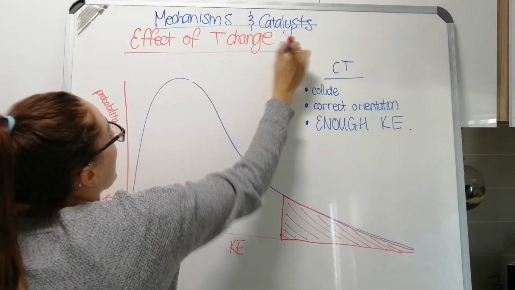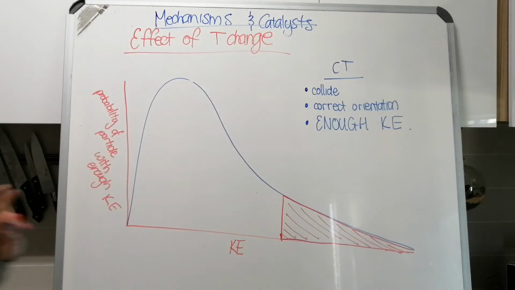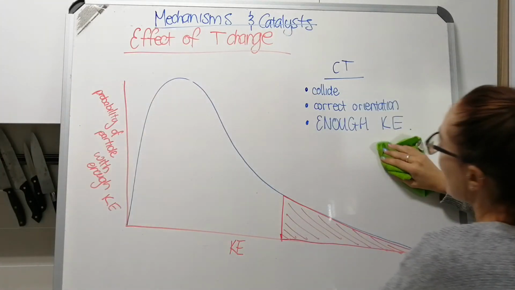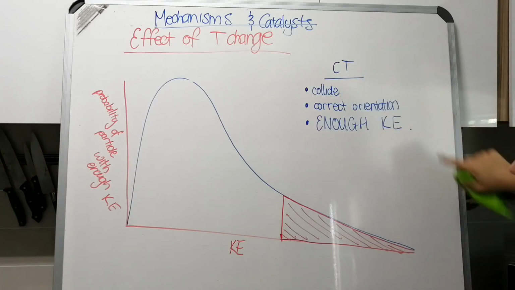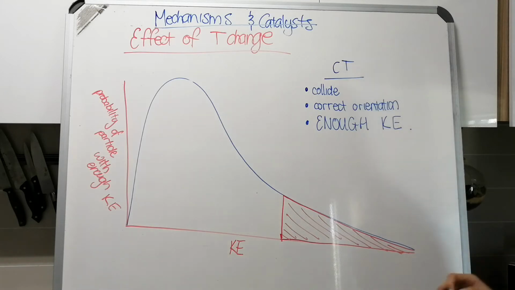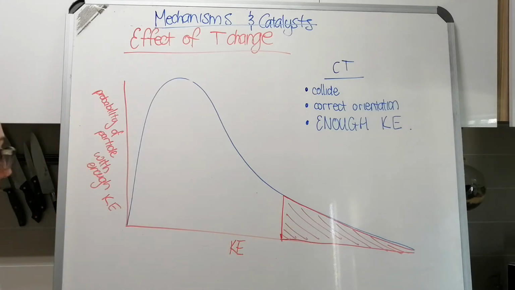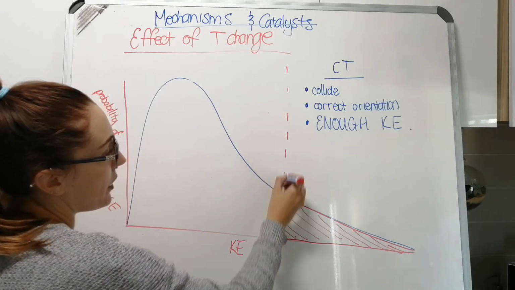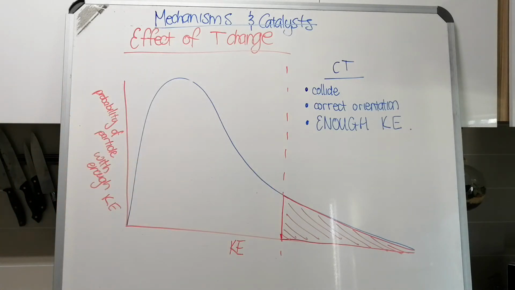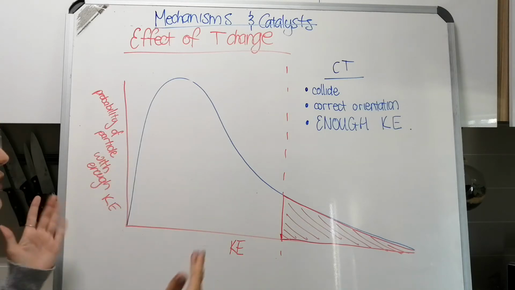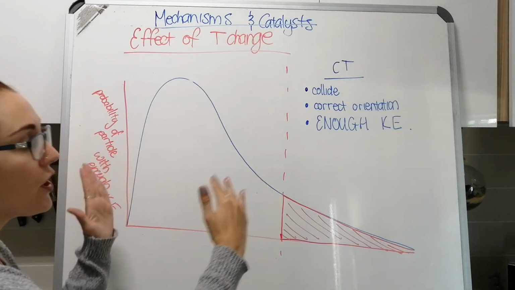Okay, so on your notes, we're looking at the effect of temperature change on your Boltzmann curve and then how that affects your collision theory. When we change the temperature, what we're doing is we are increasing the kinetic energy of all of your particles. It might not be increasing it enough to pass that point, right? This is our minimum. It's got to get past this vertical line. But it's increasing some of them. It's increasing all of them, but it's increasing some of them so that they're now over the line.